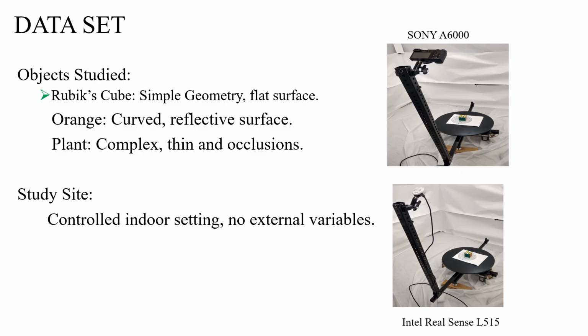Similarly, the RealSense camera was mounted on this rotating arm. Since the camera collects the point cloud directly, I rotated around the object and collected 4 point clouds for each object.